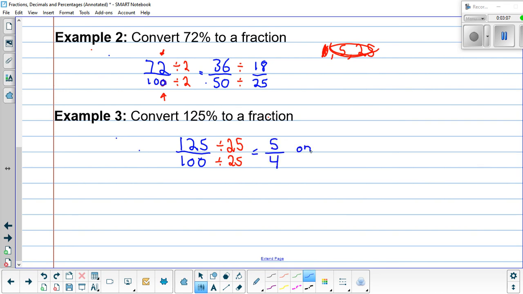Or 1 and a quarter as a mixed number. So this is where they can start to bring in our conversions between mixed and proper fractions, depending on what they ask you.